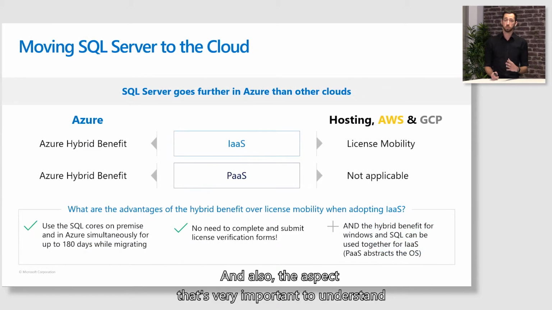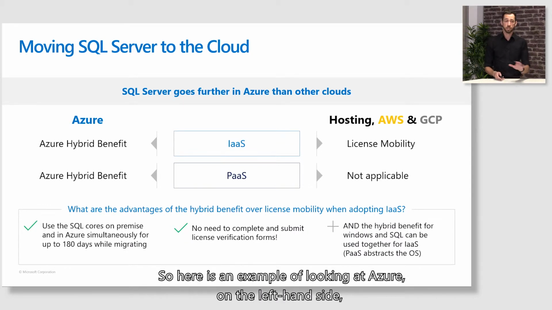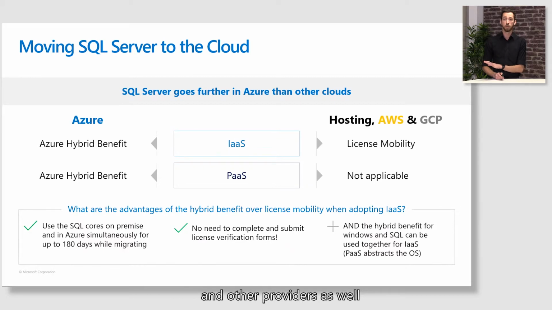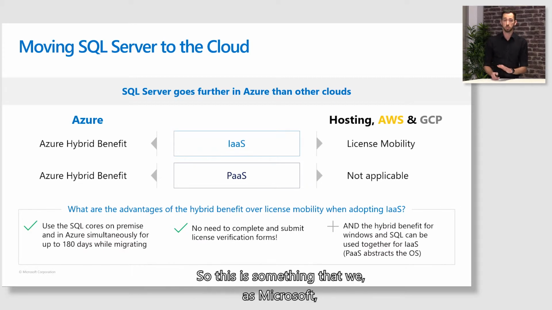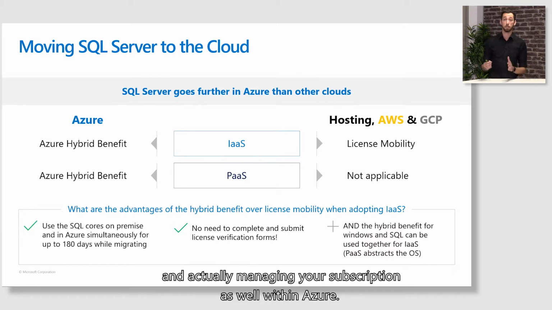It's also very important to understand that this is comparing to an on-premises environment and also to other cloud providers. Here's an example of looking at Azure on the left-hand side, and then other hosting capabilities and other providers, and what you can do with your license. This is something we as Microsoft are quite unique in offering in the market. I think it's very important to look into and understand when going through that run cost analysis and managing your subscription within Azure.